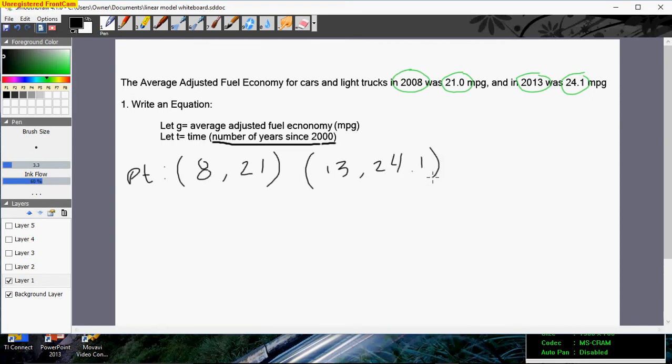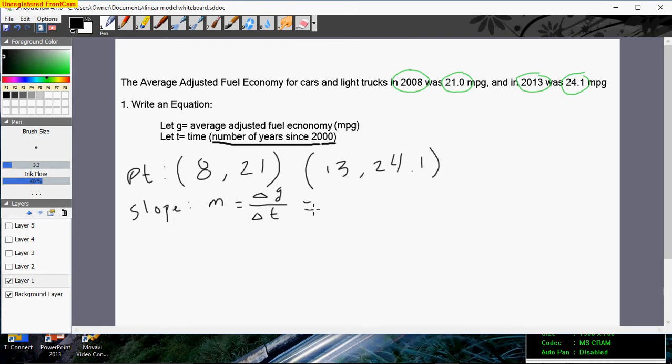Now we have to go ahead and calculate the slope. We represent slope with a lowercase m. Of course we know slope is going to be the change in the dependent variable divided by the change in the independent variable. So in our case, slope is going to be the change in G divided by the change in T. So the change in the average adjusted fuel economy divided by the change in the number of years. Awesome? Okay, let's continue.